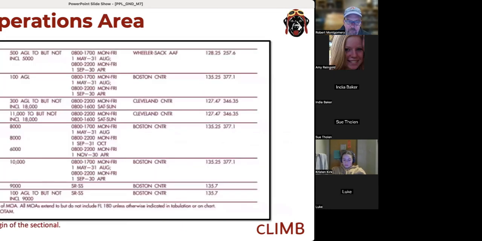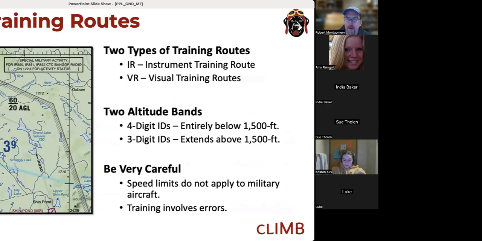Okay. It's just a zoom in on that thing. Kind of similar to military operations areas, they also have what are called military training routes, or MTRs. And there's two versions of them. They're the instrument training routes, sometimes called IRs, sometimes called ITRs. And they're the visual training routes, sometimes called VRs or VTRs.